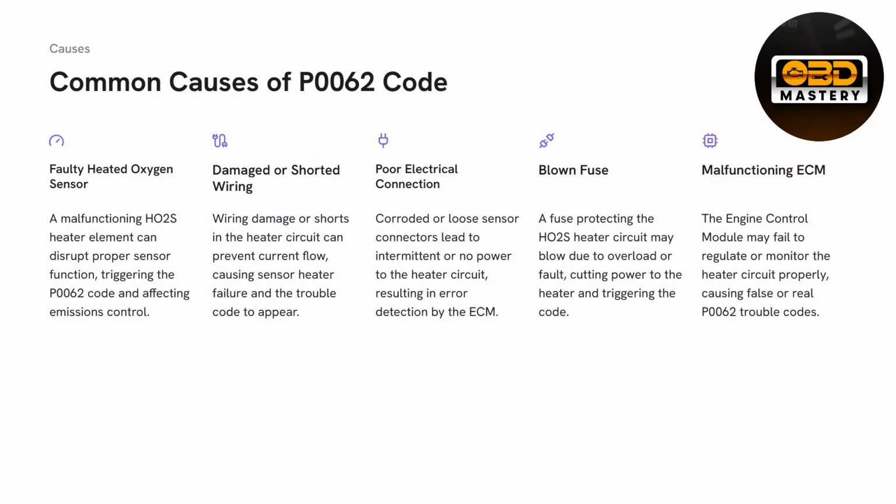Moving on, the causes of the P0062 code. You're going to have a faulty heated oxygen sensor. You may even have damaged or shorted wiring, poor electrical connection, blown fuse, or a malfunctioning ECM. Now, whatever your cause is, go ahead and read the description I left down below for each one of these problems or causes, and check it out for whatever problem you're having.